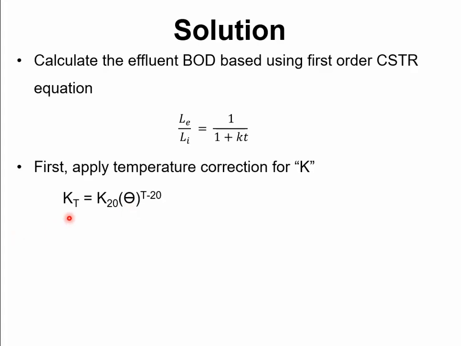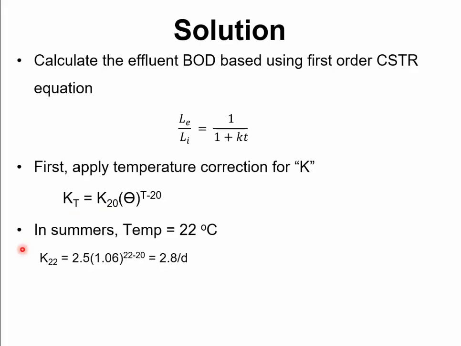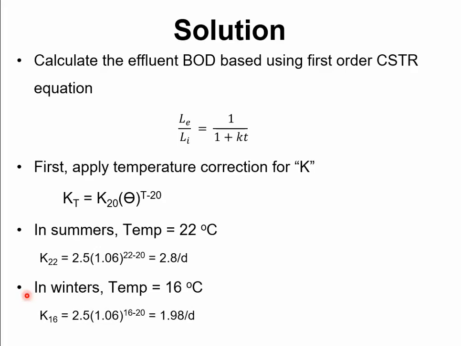KT here is the K value at any temperature, and K20 is the K value at 20 degrees Celsius, which is given in the statement. So in summers, temperature is 22 degrees Celsius, so K22 would be 2.5, which was the K at 20, times 1.06 raised to the power 22 minus 20. So it gives the answer of 2.8 per day. So in summer, reaction rate coefficient would be slightly higher as compared to what was at 20 degrees Celsius.